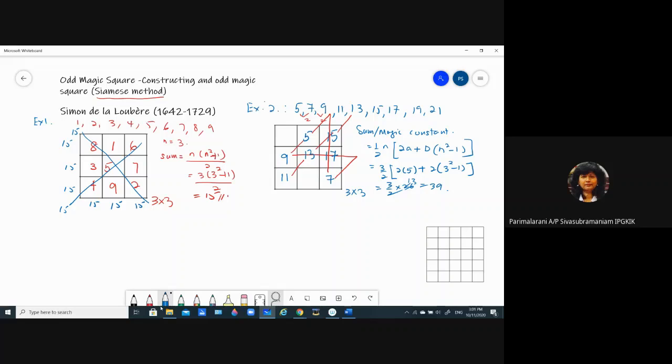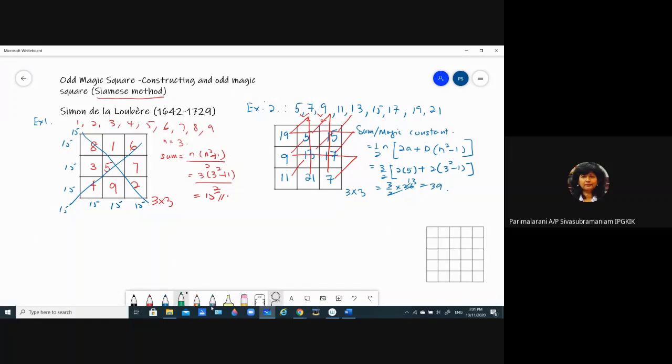Okay, 17. And then also again go up to the right, nothing there. So go to the end of the row. So next number will be 19. After 19, go up to the right. Nothing there. So go right to the end of the column. Okay. So the next number is 21. And we have completed our magic square.